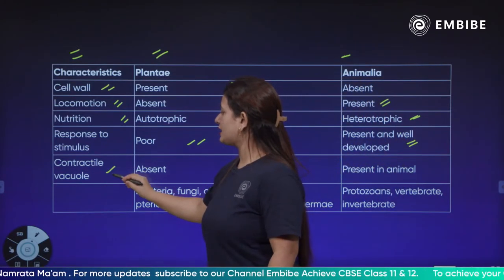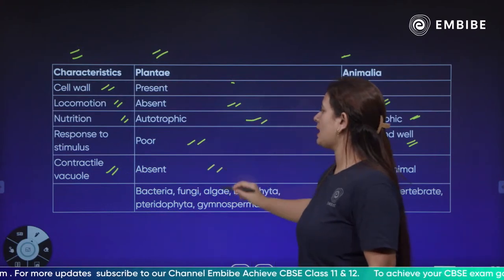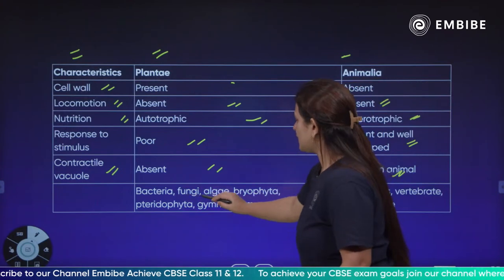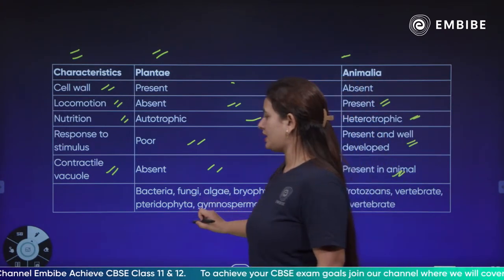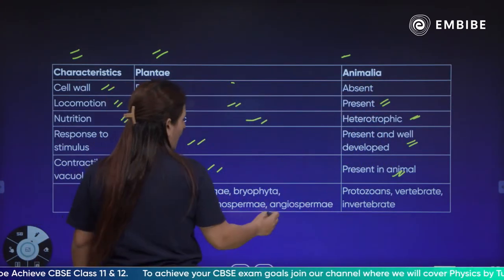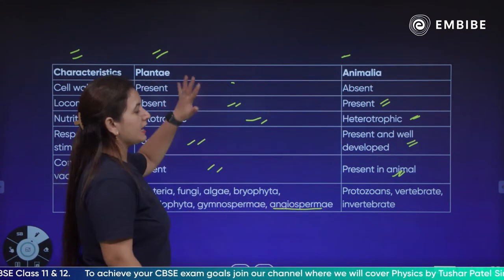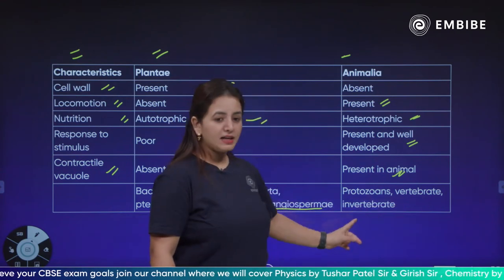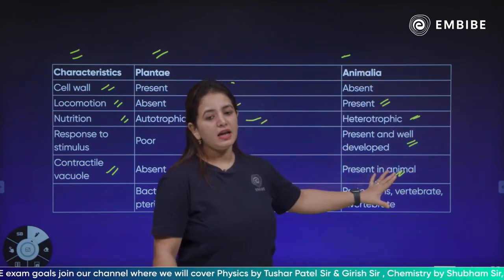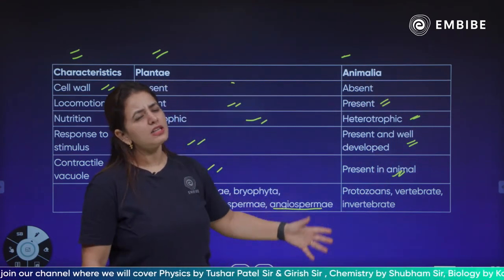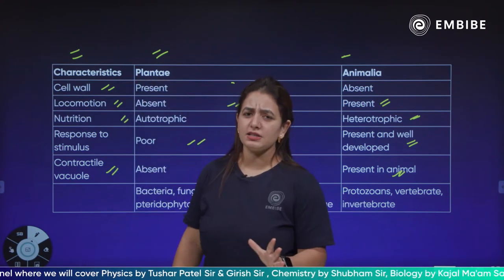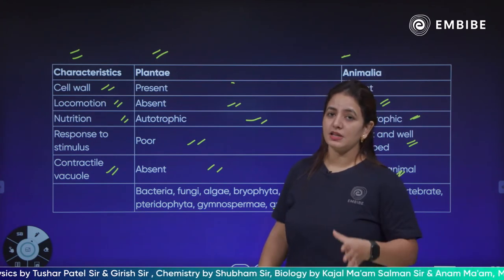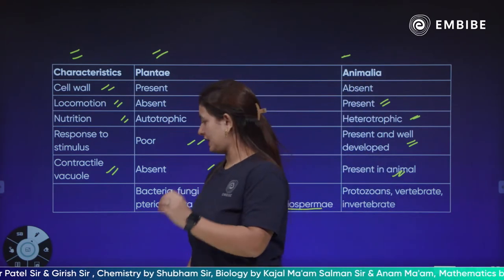Next is the contractile vacuole, which is absent in the plants and present in the animals. Bacteria, fungi, algae, bryophyta, pteridophyta, gymnosperms, and angiosperms come in the kingdom Plantae, while the protozoan, vertebrates, and invertebrates come in the animal kingdom. So these are the basic few characteristics, just for your information, of which particular characteristics exist in which kingdom.